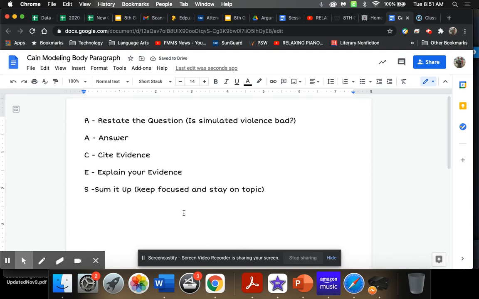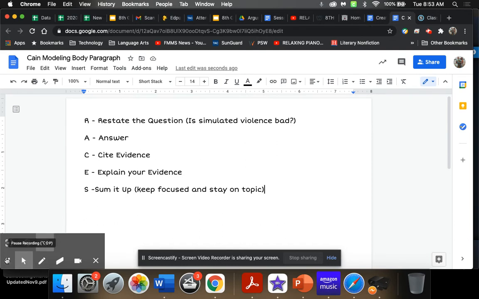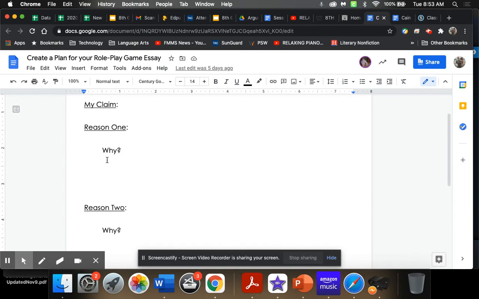So what I'm going to do is I'm just going to show you quickly what this looks like. And then your goal today, like I said, is your 2 body paragraphs. So if you have 2 body paragraphs, what is each paragraph going to be? Okay, each body paragraph is going to be a reason. So if you go back and look at this outline, maybe your claim is simulated violence is beneficial to kids. Your first reason, maybe it's because it brings people together. You're going to write a whole body paragraph about how it brings people together. And then maybe your second reason is that it allows you to work on your problem-solving skills. You're going to write a whole paragraph about problem-solving skills. Both paragraphs are going to use the RACES format.